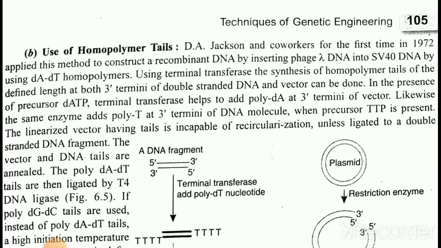vector can be done. In the presence of the precursor dATP, terminal transferase helps to add poly-dA at the 3' termini of the vector. Likewise, the same enzyme adds poly-dT at the 3' termini of the DNA molecule when the precursor dTTP is present. The linearized vector having tails is incapable of recircularization, unless ligated to a double-stranded DNA fragment. Vector and DNA tails are annealed. The poly-dA-dT tails are then ligated by T4 DNA ligase, figure 6.5.